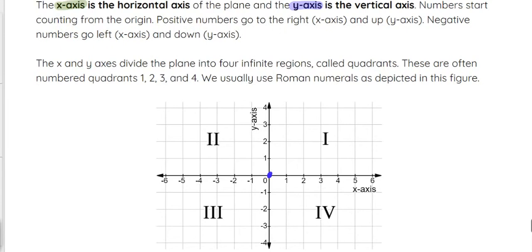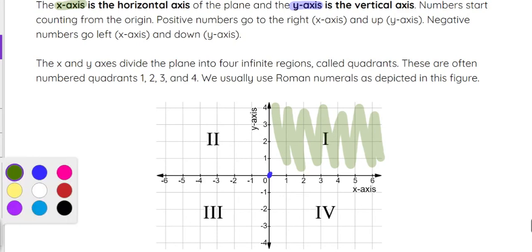The x and y axes divide the plane into 4 infinite regions, and those are called quadrants. So we typically use Roman numerals to indicate the name of each of those quadrants. So one of those, for example, this quadrant over here, which again is an infinite region, so it does continue beyond what we see on this paper, but that is quadrant 1.